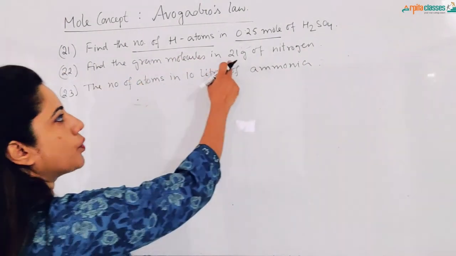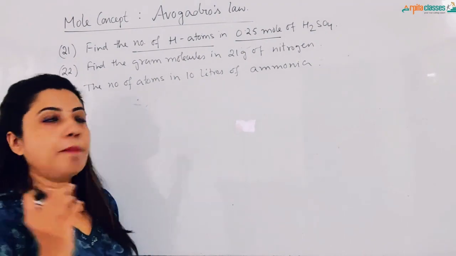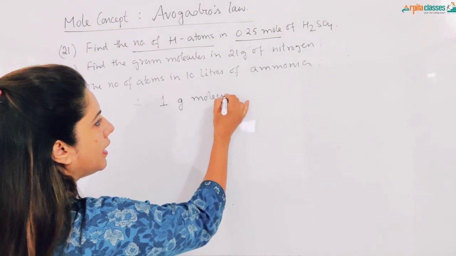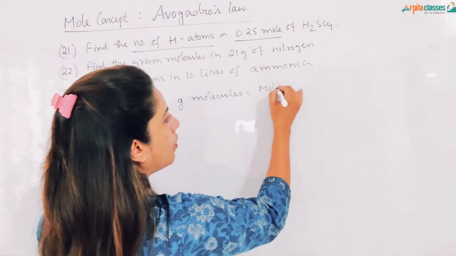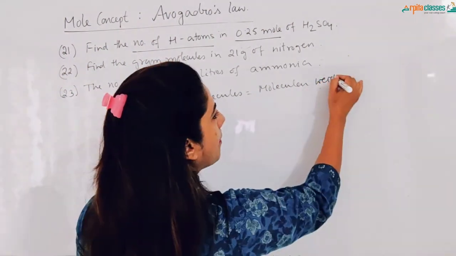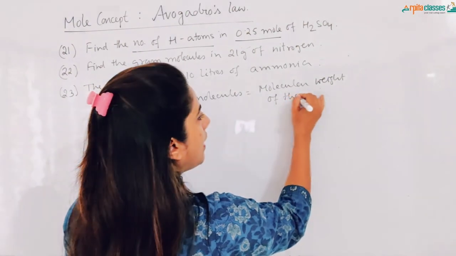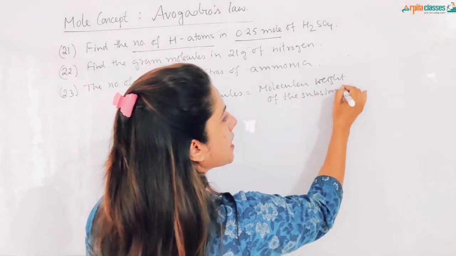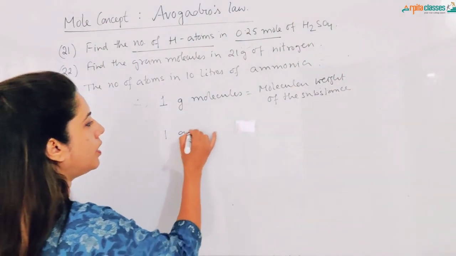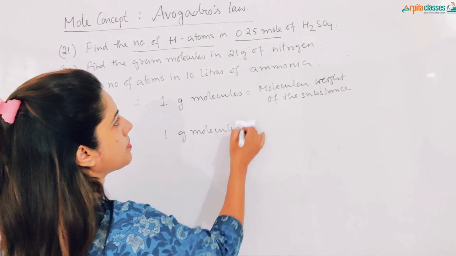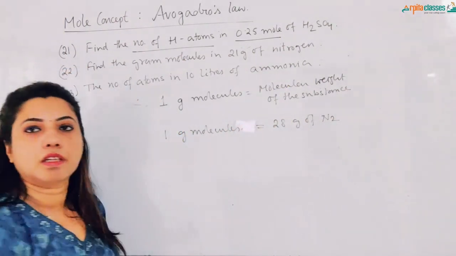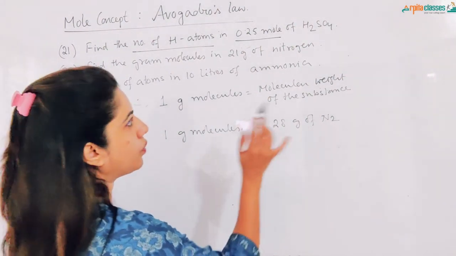Find the gram molecules in 21 gram of nitrogen. So remember, 1 gram molecule is equal to the molecular weight of the substance. Just remember this. 1 gram molecule is the molecular weight of the substance and 1 gram atom is the atomic weight of the substance. So 1 gram molecule, here your substance is nitrogen, so that is 28 gram of nitrogen. The atomic weight of nitrogen is 14, so 14 into 2, 28 gram.